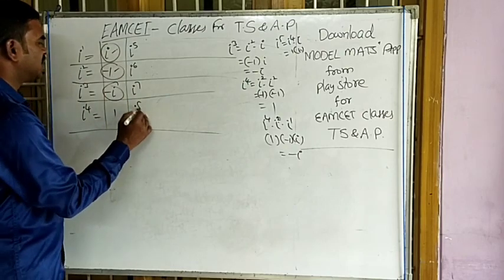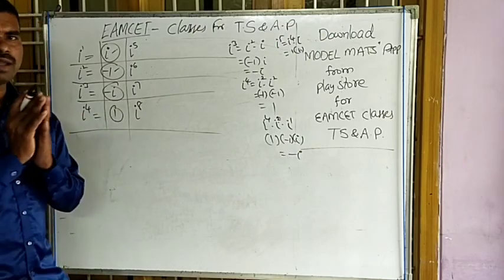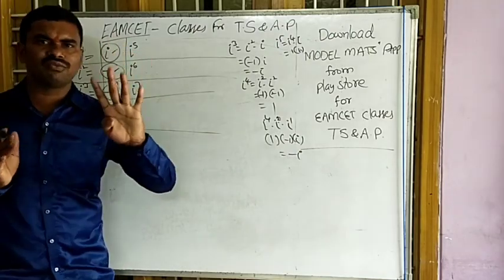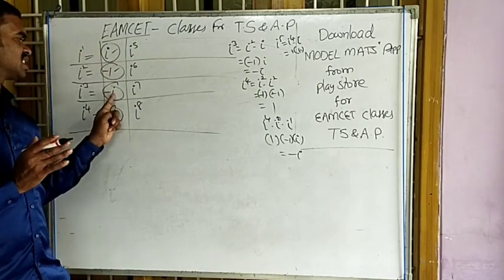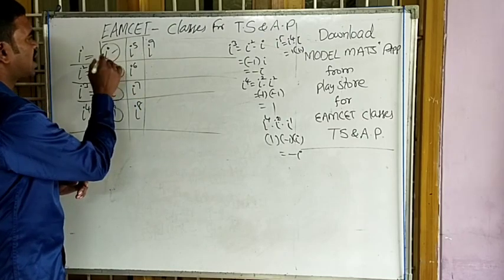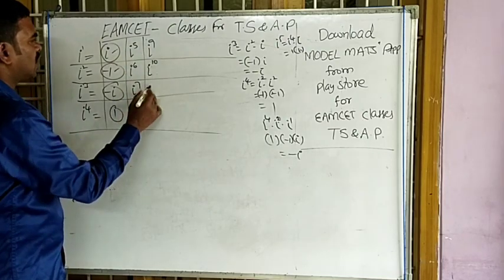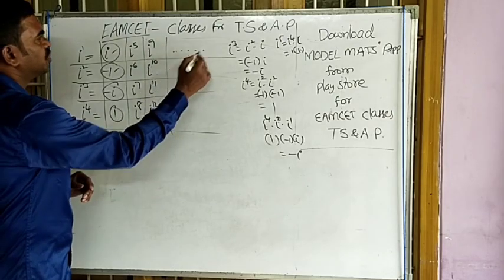Next, i power 8 means i power 4 into i power 4. We get 1. So however i power anything, we have only 4 options: either i, or minus 1, or minus i, or 1. Similarly, what is i power 9? In this way, i power 10, i power 11, i power 12. So in this way, you can continue.